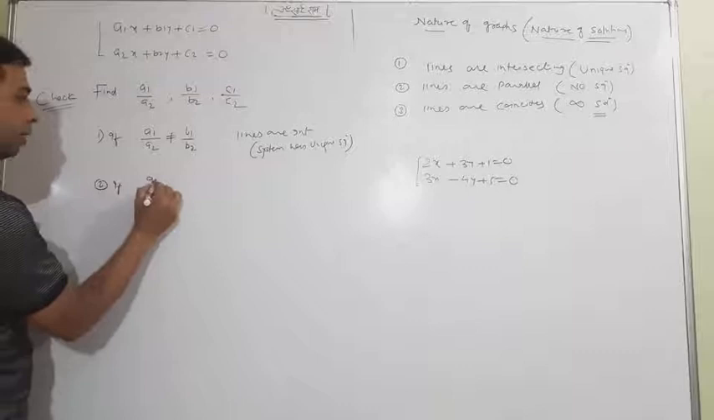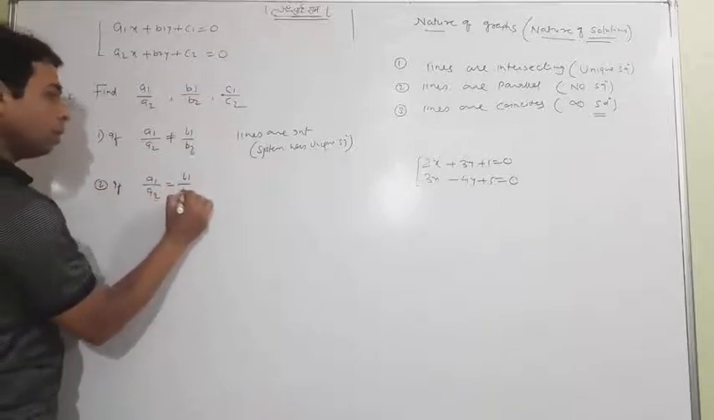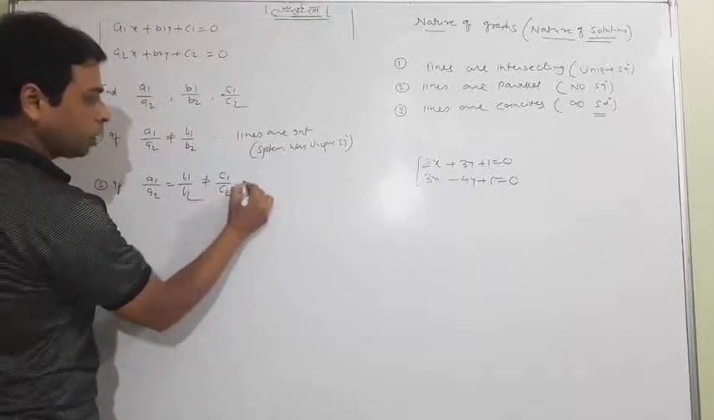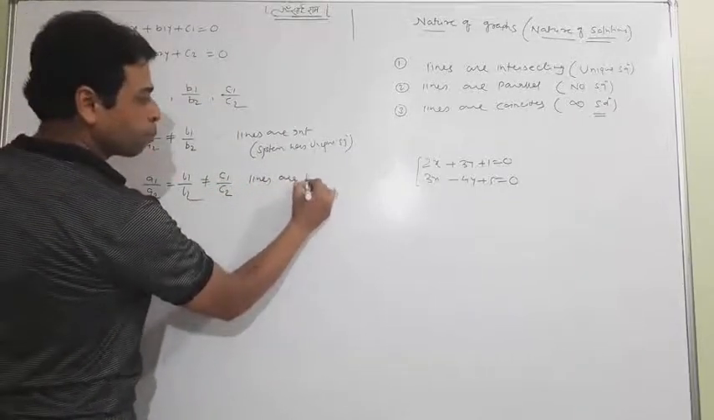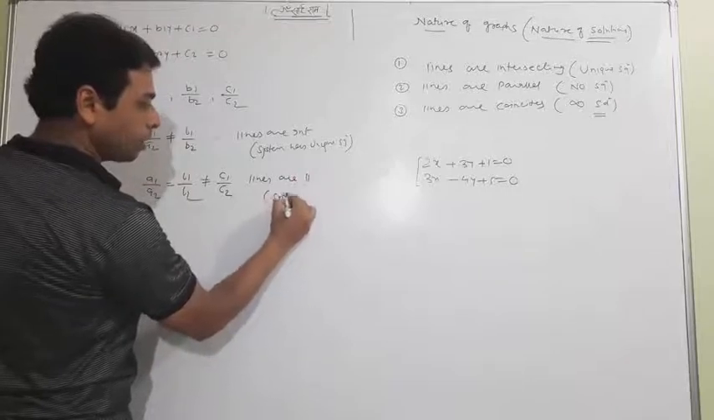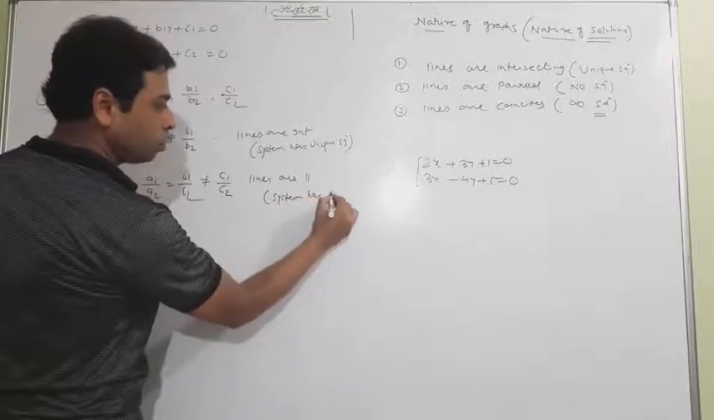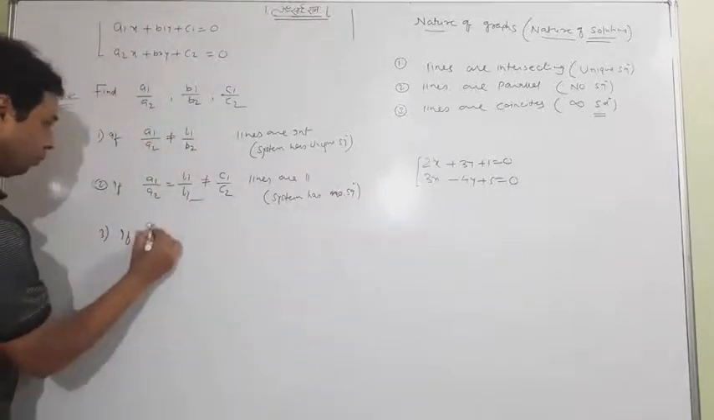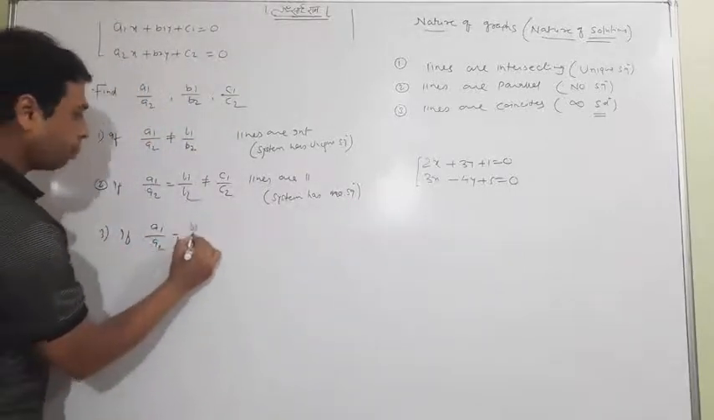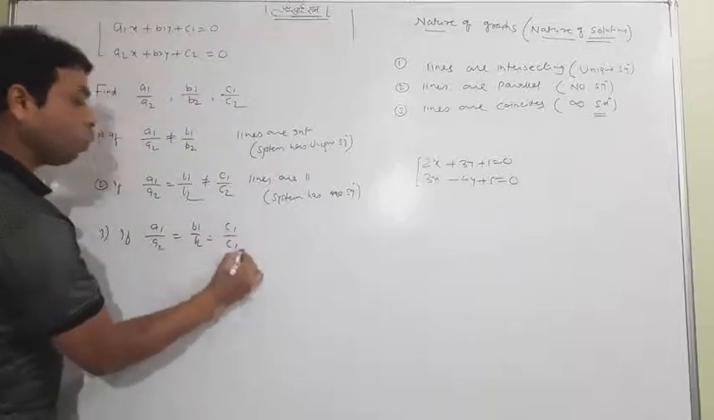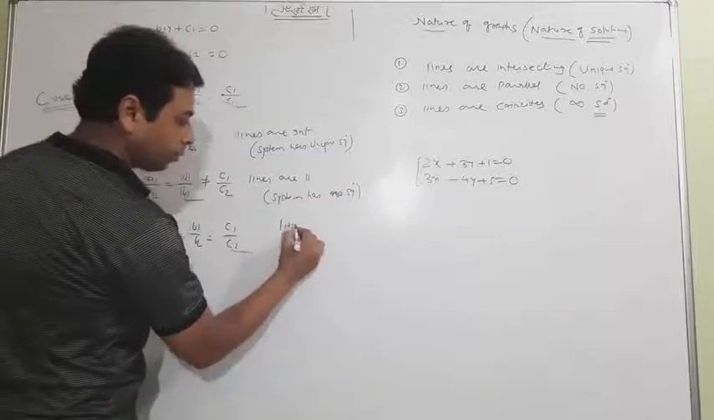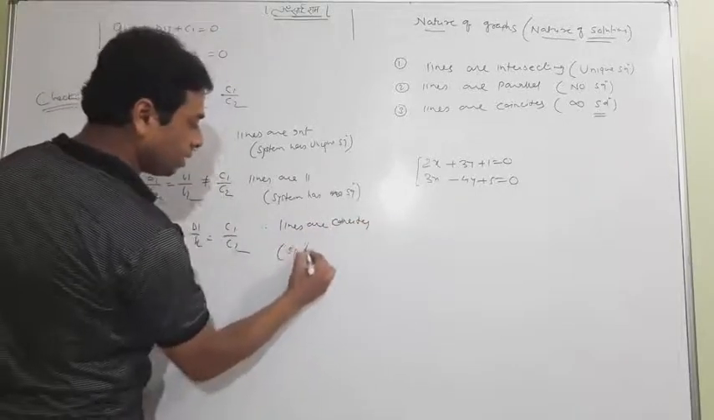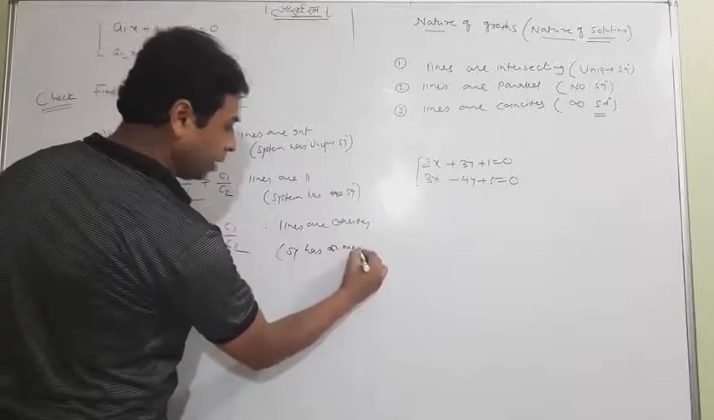Second, if a1 upon a2 is equal to b1 upon b2, but it is not equal to c1 upon c2, lines are parallel, and the system has no solution. And the third one is, if a1 upon a2 and b1 upon b2 and c1 upon c2 are all equal, meaning lines coincide and the system has infinitely many solutions.